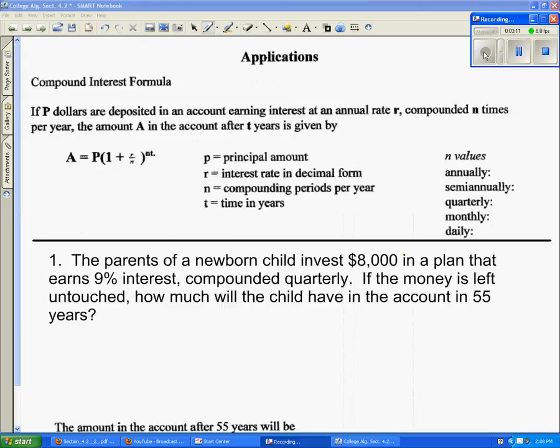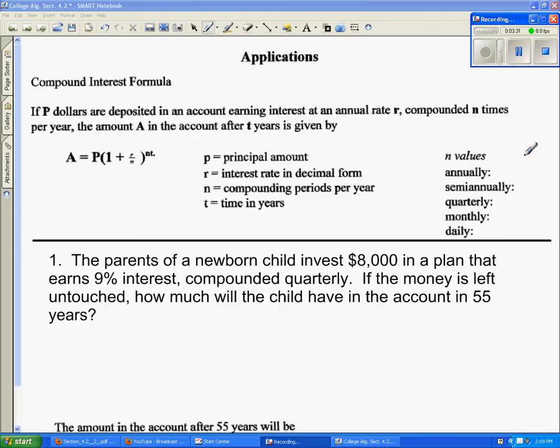Okay, our last problem is a compound interest formula. It's an application problem. Basically, this explains what's going on, and this is our formula. P is our principal amount, the amount we start with. R is the interest rate, we need it as a decimal. N is how often it compounds.